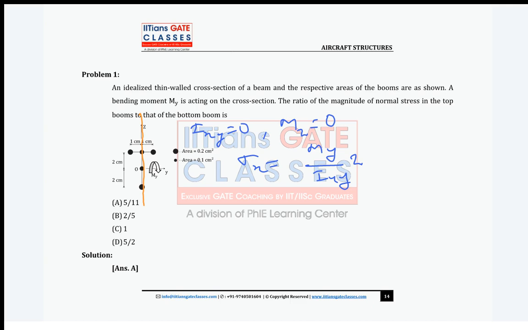So what did they ask? They asked sigma x top by sigma x bottom. Now guys, what will it be? What is this sigma x top upon sigma x bottom? Are these going to change? You find stress at any point. For any value of z, are these going to change? No, right? So what did they actually ask? They asked z top upon z bottom.